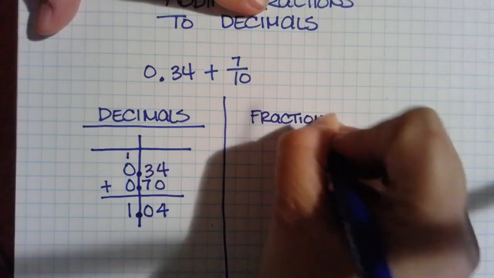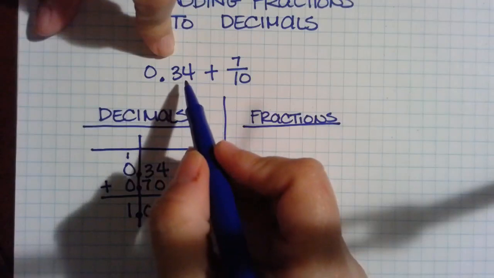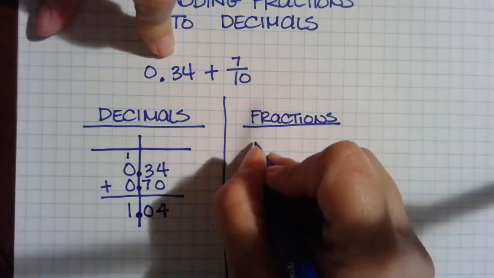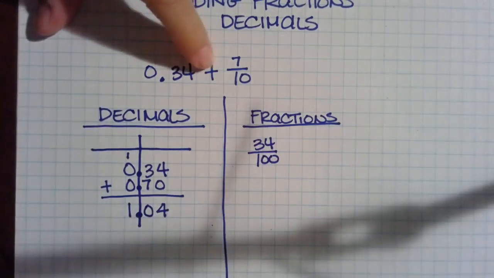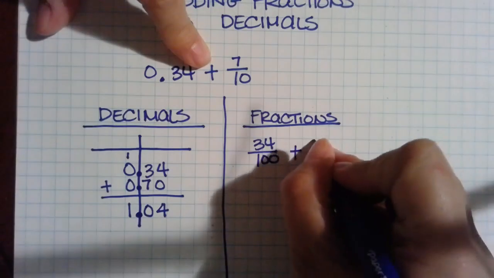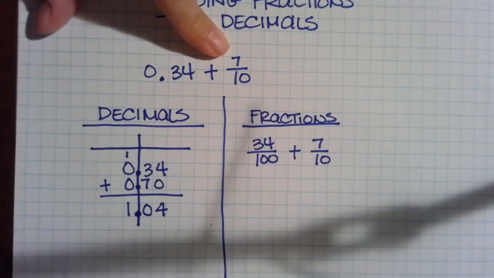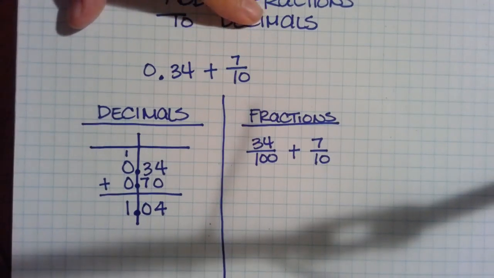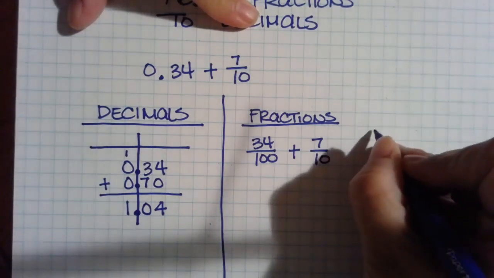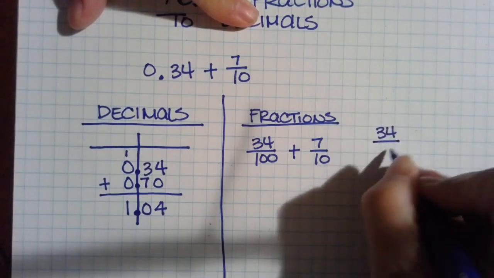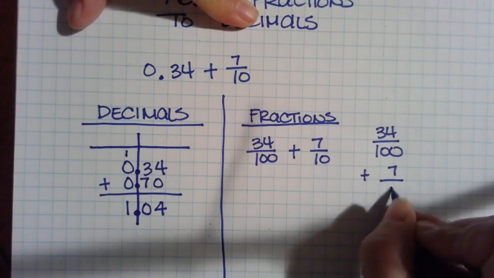Okay, so this time I'm going to make them both fractions. So I see the 0.34, and I know that you write that as 34 hundredths. And then the other one is already a fraction, 7 tenths. And just like what we did yesterday, that was to line them up vertically. So I am going to do 34 hundredths plus 7 tenths.